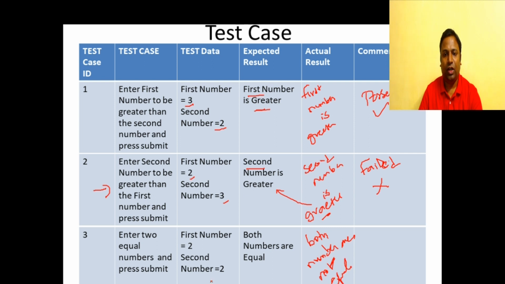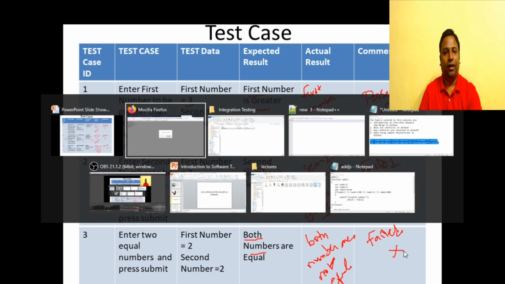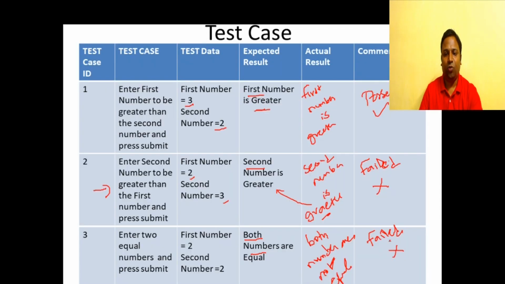It says numbers are not equal, but what is the expected output? Both numbers are equal should be displayed. So there is a defect in the code. So we'll say this test case failed. And are there any more test cases?